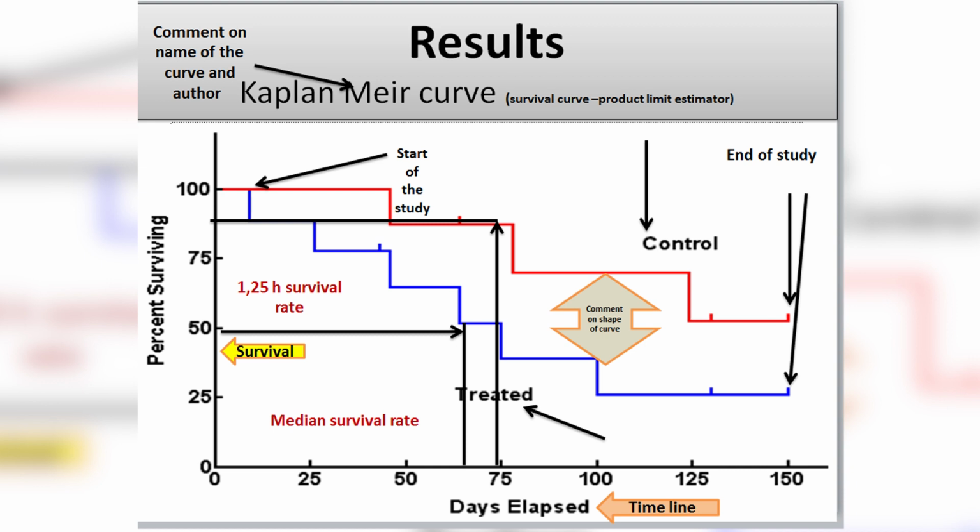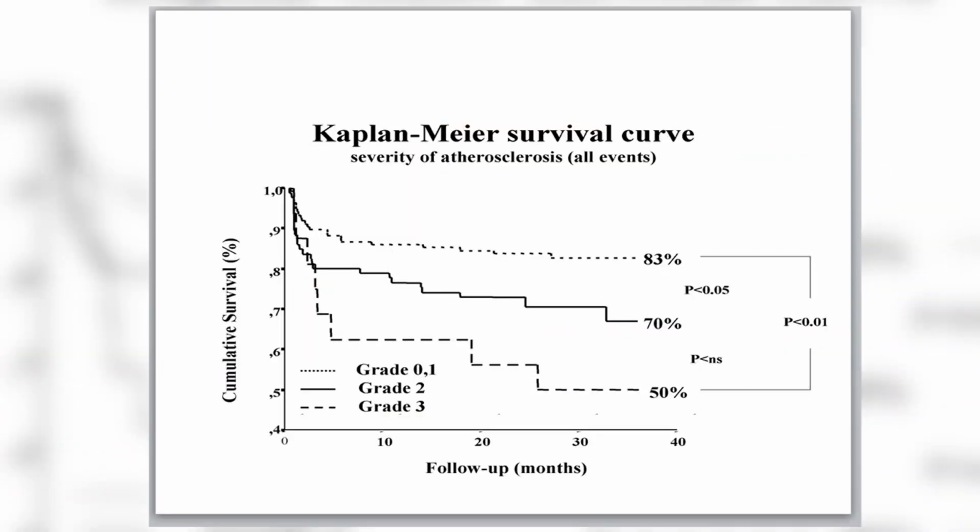The opposite thing is, for example, the 125-hour survival rate. Survival rate starts from the time, not from the population, from the survival. Then you find this is equal to around 80 survival rate in the control group and 60 in the treated group. This is the Kaplan-Meier curve.